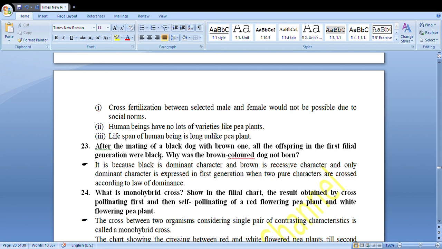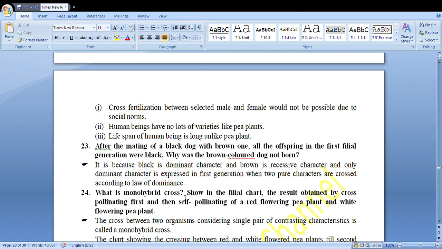Question number 20. After mating of a black dog with a brown, all offspring in first generation were black. Why was brown colored dog not born? Because black is dominant character, which dominate the brown character, so only black is seen according to law of dominance.